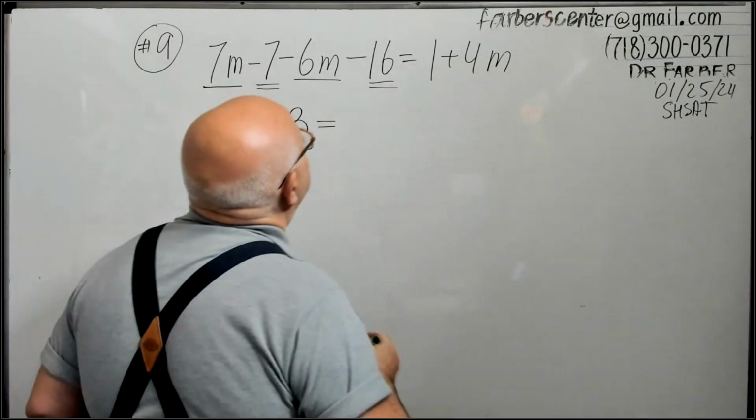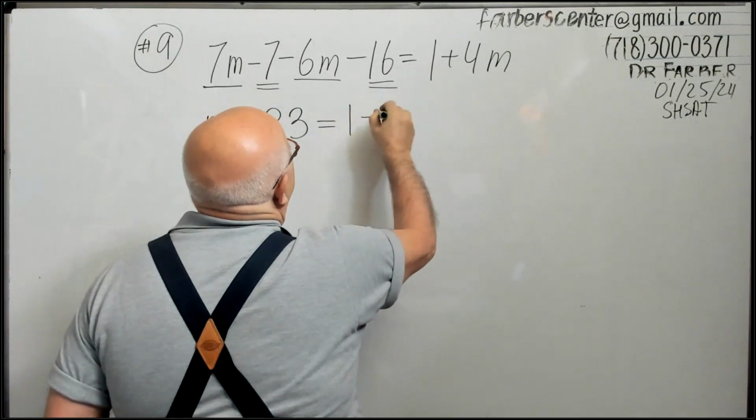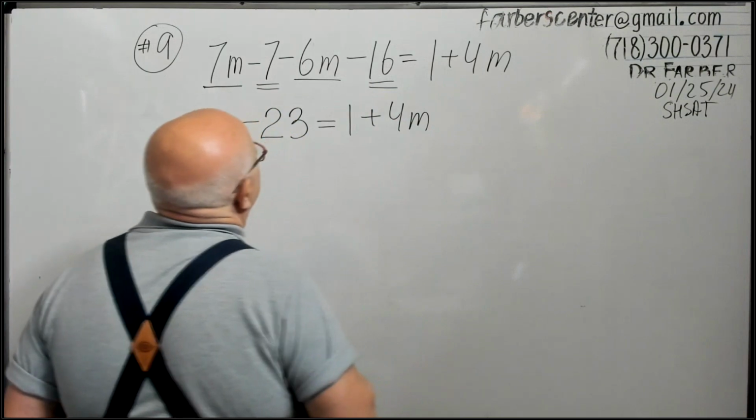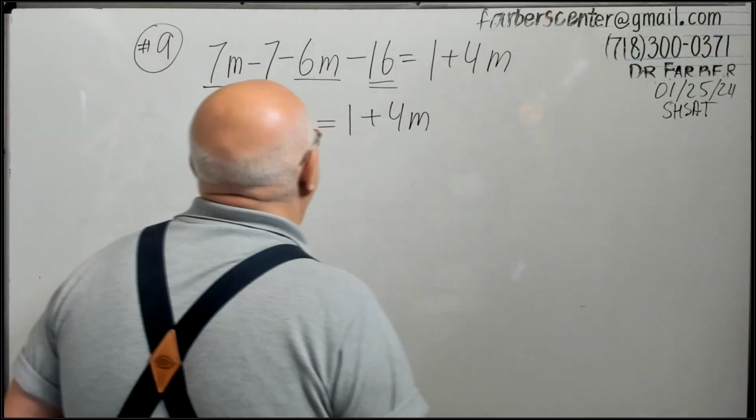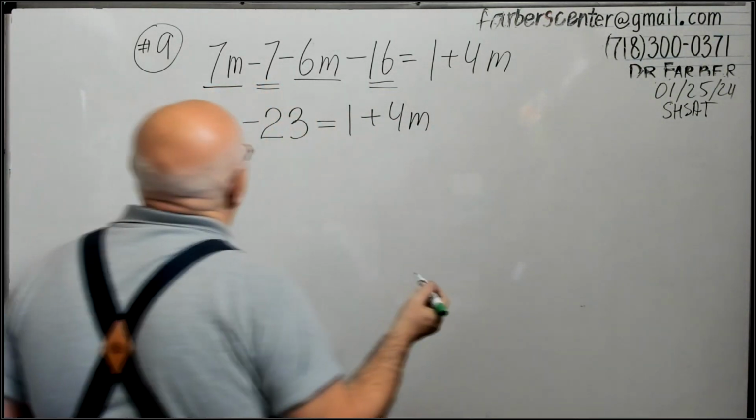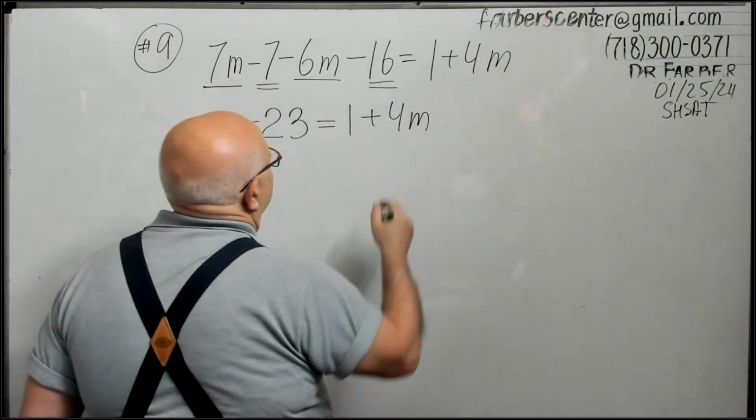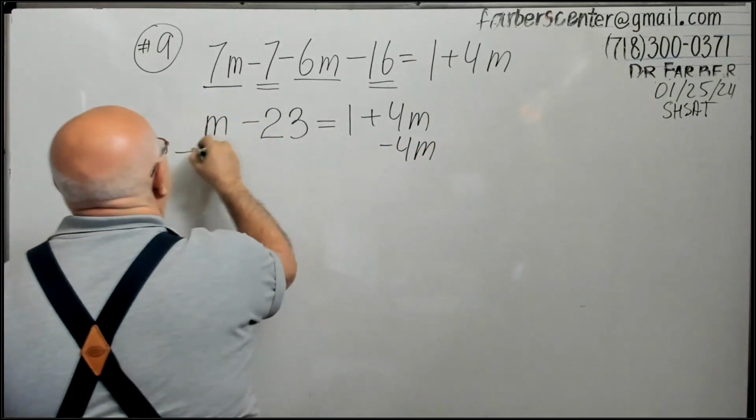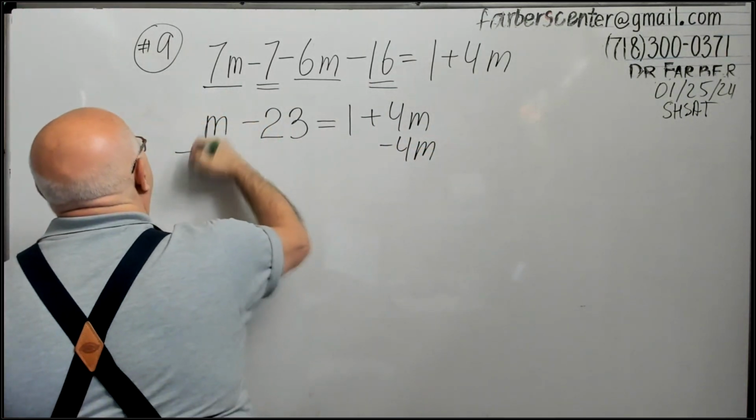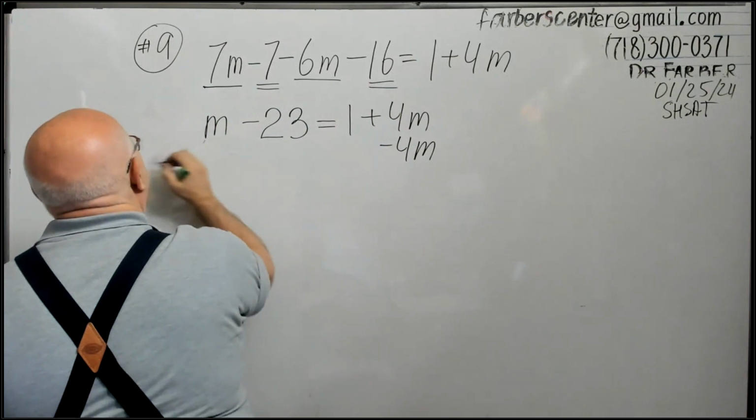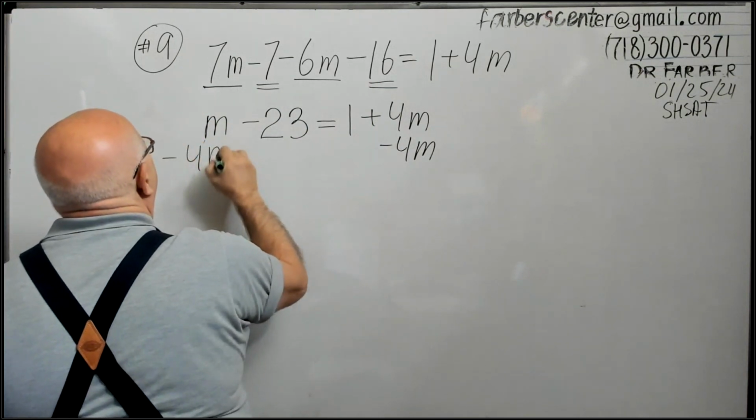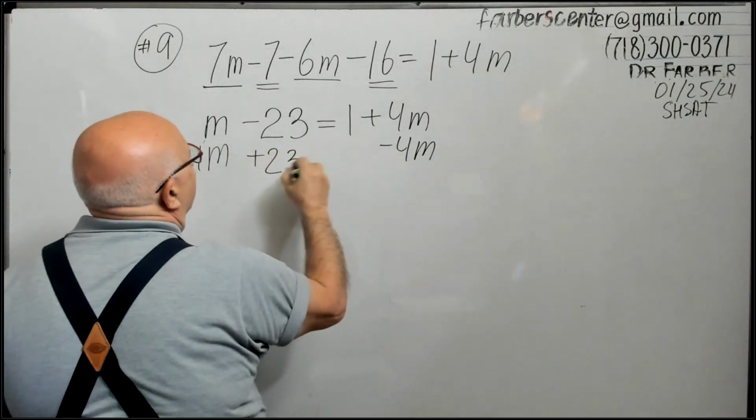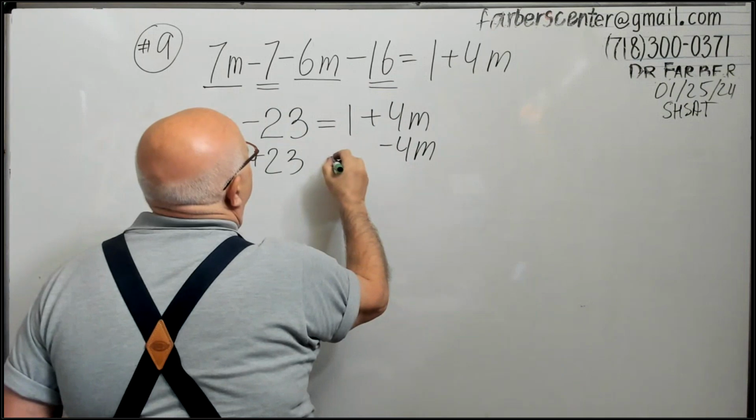And this equals to 1 plus 4m. You can either operate with the left side or the right, up to you. For instance, minus 4m and minus 4m. Make it nicer. Why not? Plus 23 and plus 23.